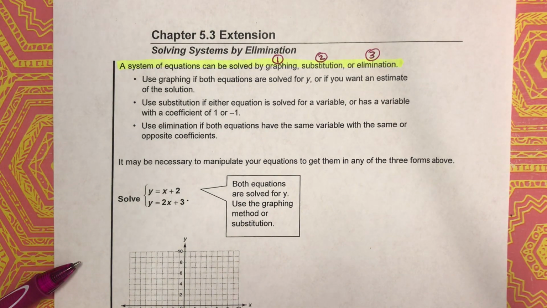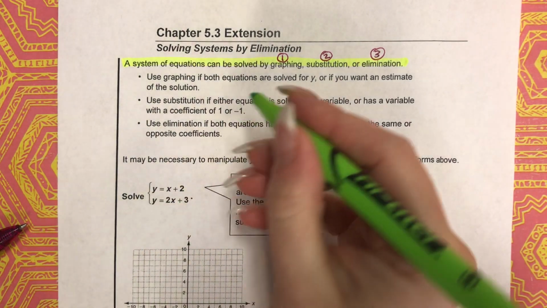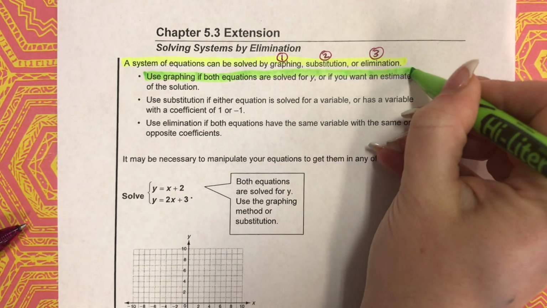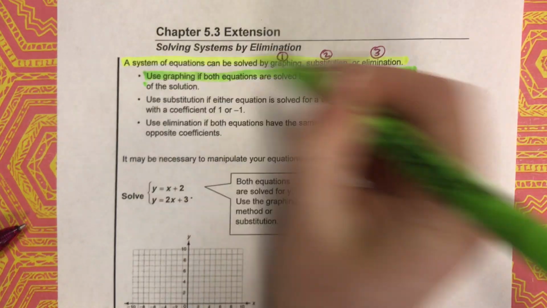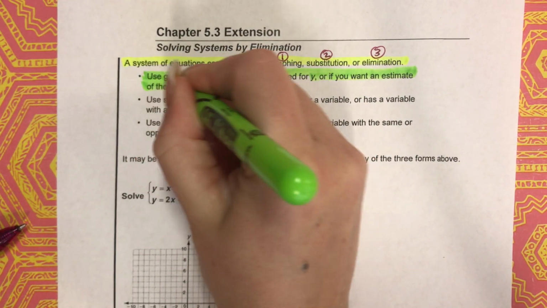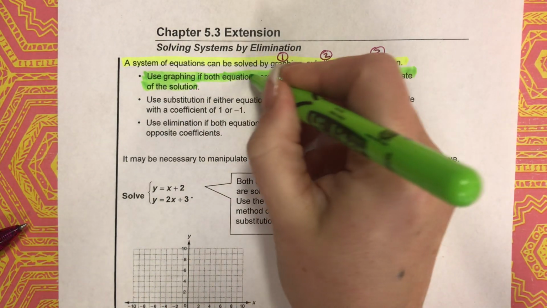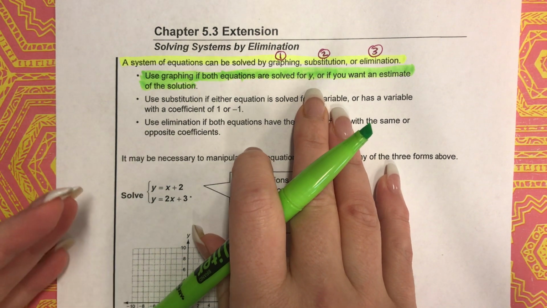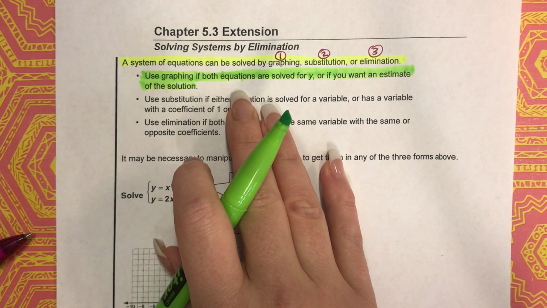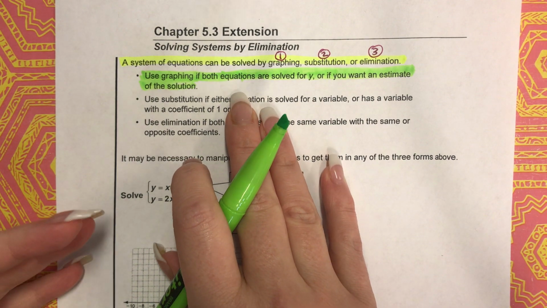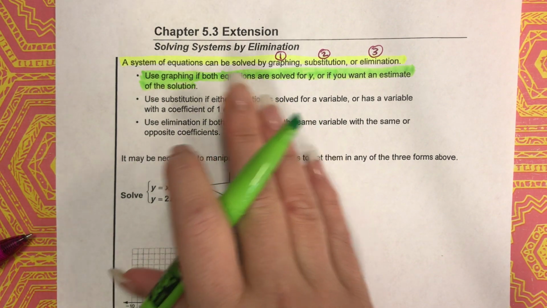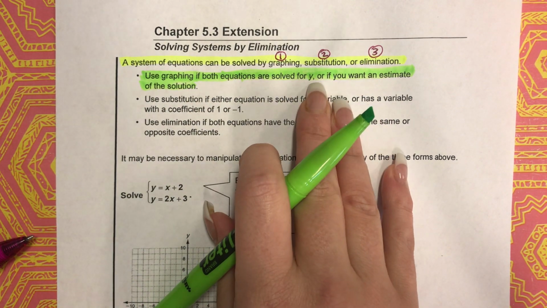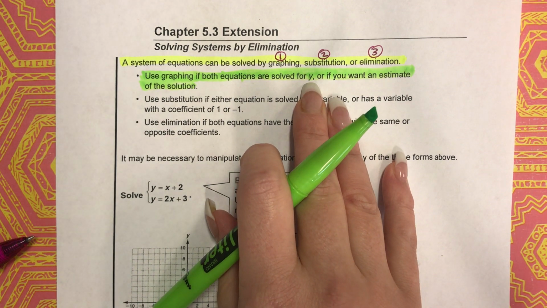So the first one is use graphing if both equations are solved for y, or if you want an estimate of your solution. If you have two equations and they're already solved for y, it's pretty easy. You can still graph if something's not solved for y; you just have to solve it algebraically for y and put it in slope-intercept form. However, if both equations are solved for y, then it's pretty easy to just graph those and find a real quick solution.